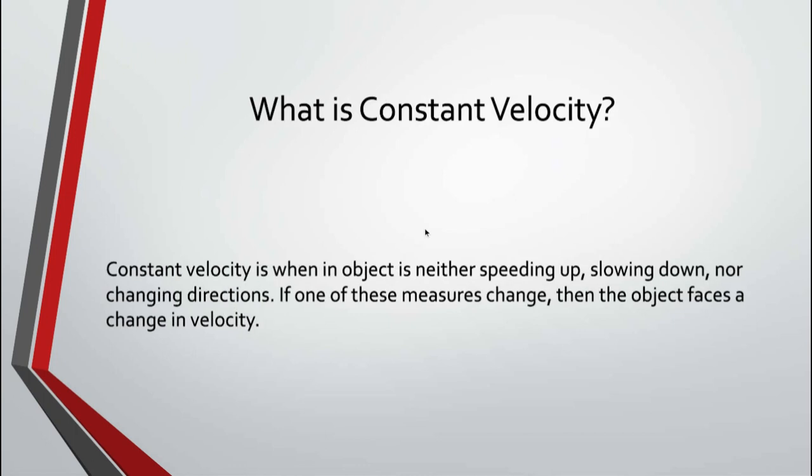What is constant velocity? Constant velocity is the same as velocity, but it is neither speeding up, slowing down, nor changing directions. If either of these happens, it is no longer constant velocity, and maybe acceleration, if not just regular velocity.